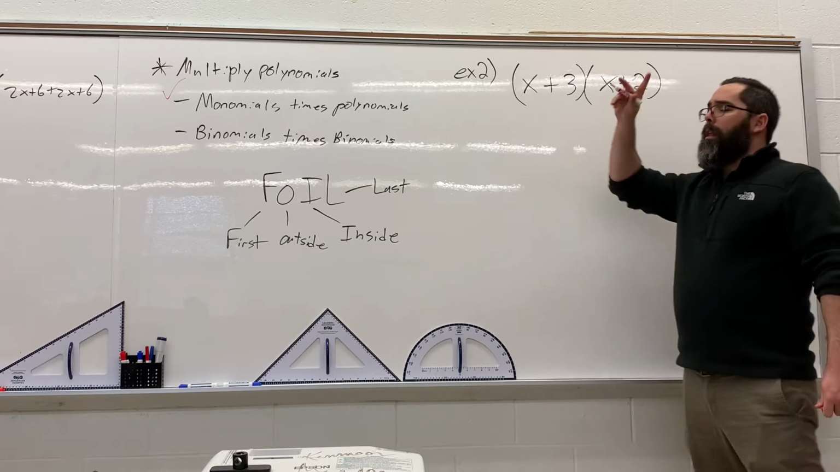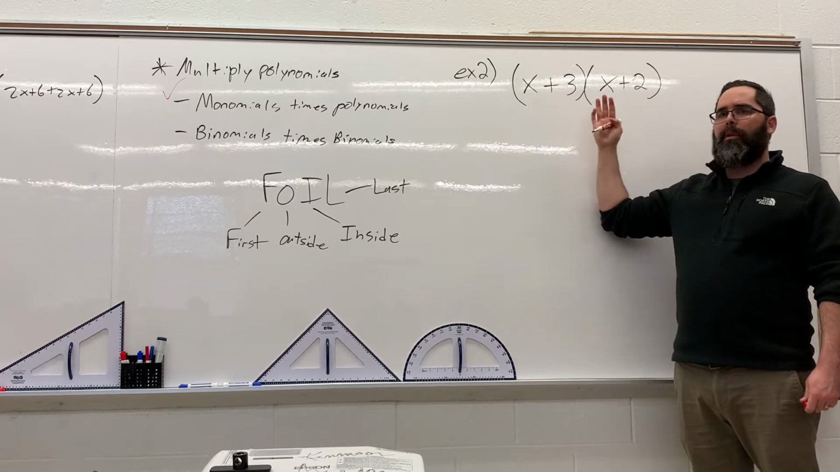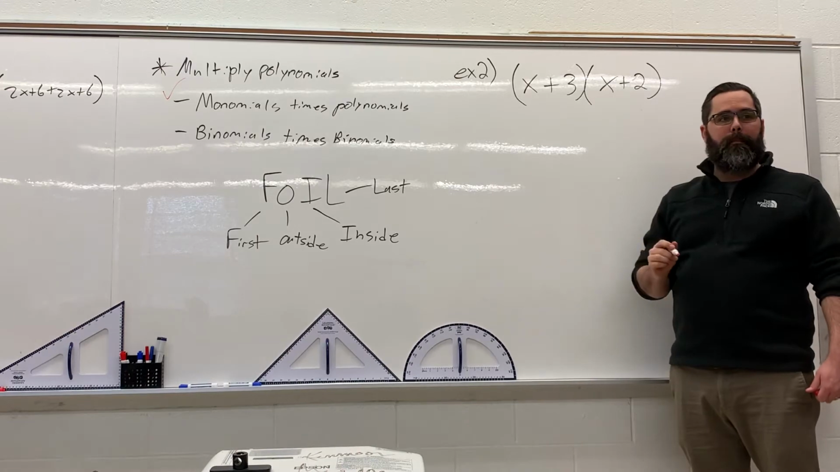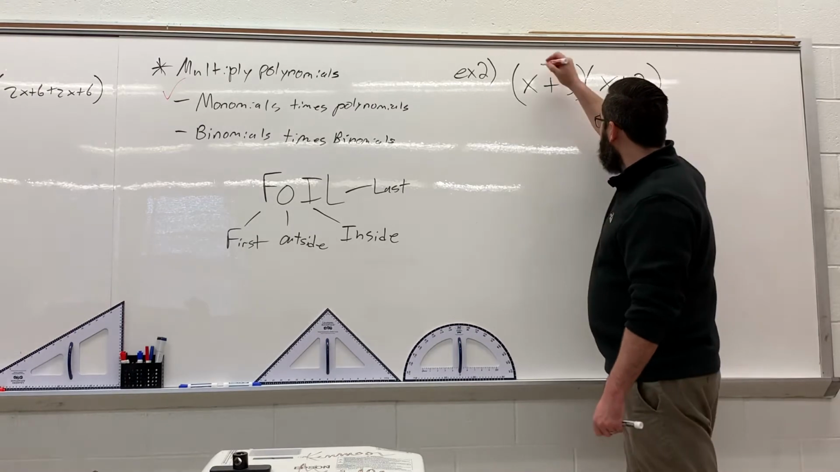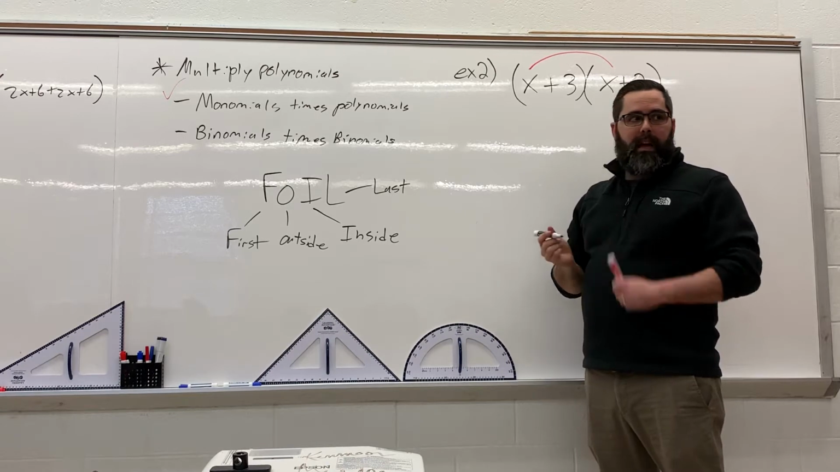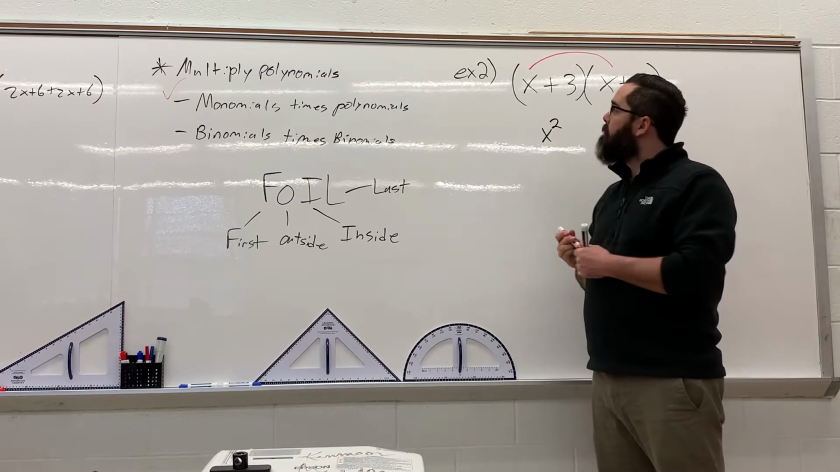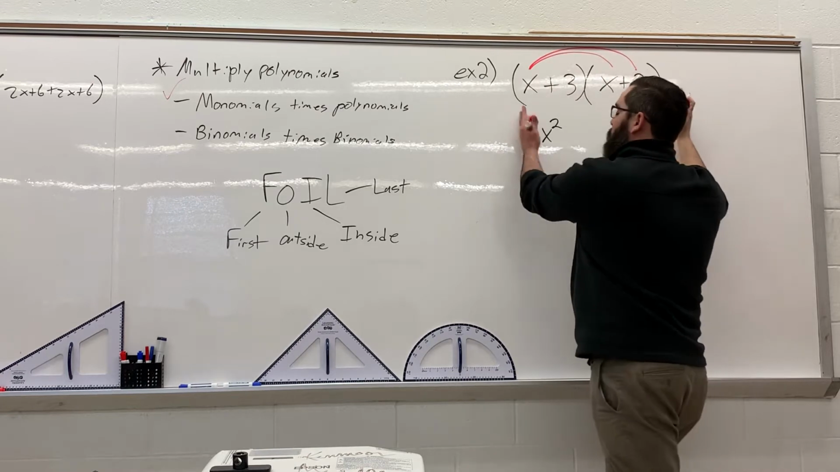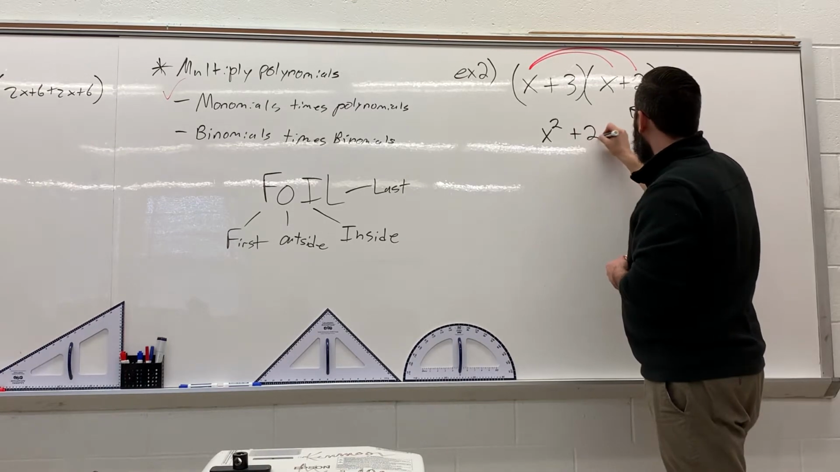This is a binomial times a binomial. And the only time we use FOIL is when we're doing a binomial times a binomial. Only time. First, what are my first terms? X and X. So X times X is X squared. That's my first. Outside is X times 2, those are my outside terms. X times 2 is 2X.